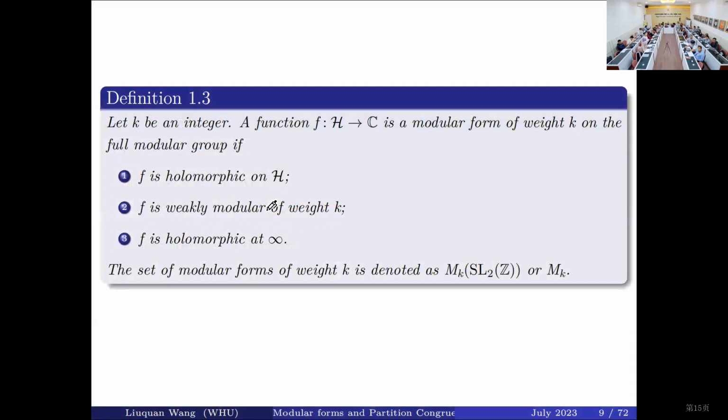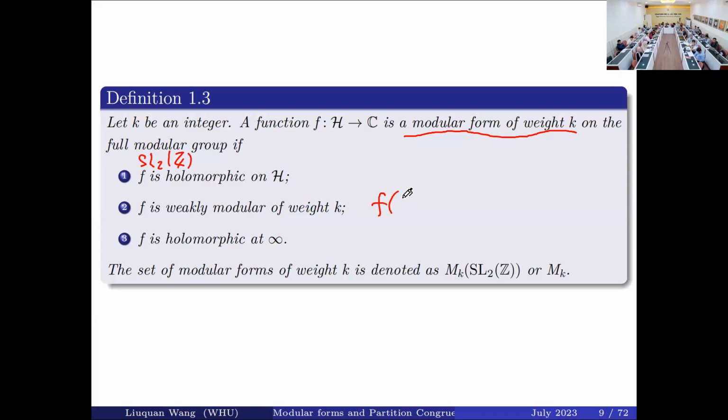Now, let me give the definition for modular form. Let k be an integer and f a function from the upper half complex plane to the set of complex values. We say f is a modular form of weight k on the modular group, which just means SL2Z. So we say f is a modular form on SL2Z if first, f is holomorphic on the upper half complex plane, and second, f is weakly modular of weight k.